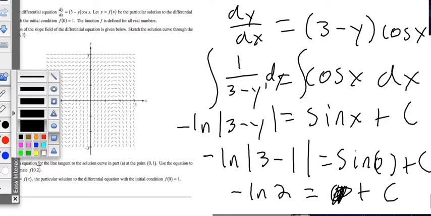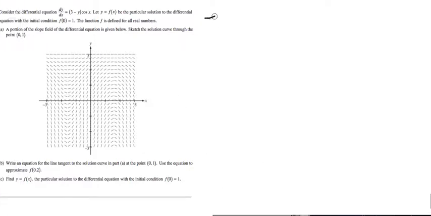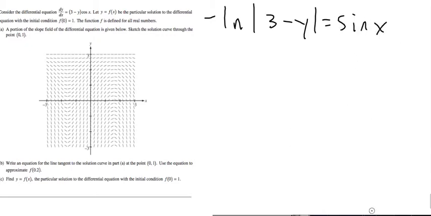I tell you what, let's actually just draw over all this. Look at that. All right. So I believe we had negative natural log, we had 3 minus y in absolute value. On the right side, we had sine x. And we now have our c value, which is negative natural log of 2.